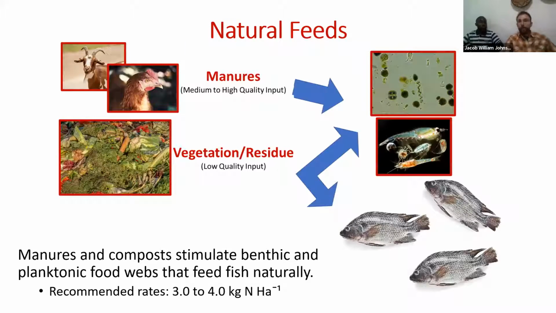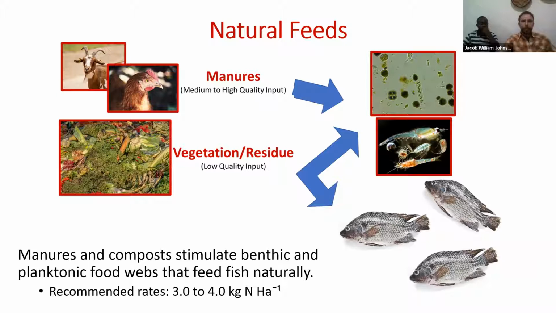Natural feeds are supplied through the fertilization of pond waters, either through the addition of livestock manure or crop residues that are composted in the pond. As the additions of organic matter decompose, they release nitrogen and phosphorus, which stimulate the growth of algae. And algae are the foundation of benthic and planktonic food webs that feed fish naturally.